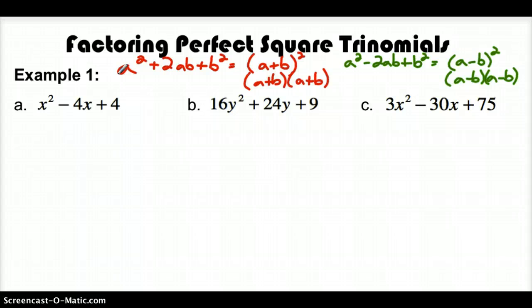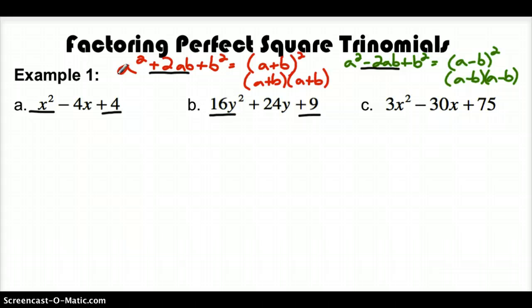So it's really important that we understand that when we see this positive middle term, this plus 2ab, we know that it's going to be this red special factoring pattern that we use. And when we see this negative middle term, it's going to be the green special pattern. But remember, the front and the back term, this has to be a perfect square and this has to be a perfect square in order to use the pattern.